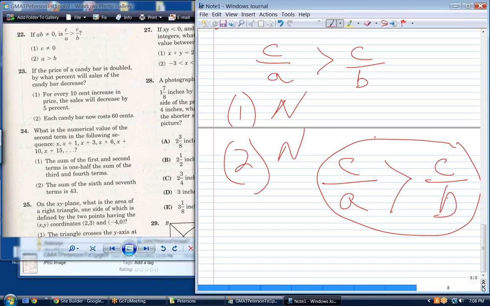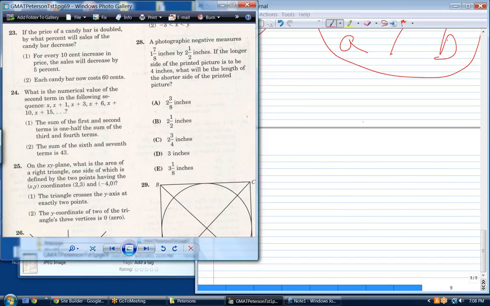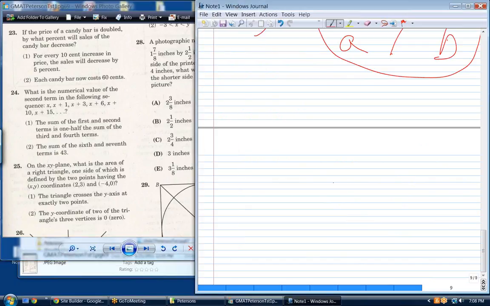Yeah. Although I do wish I had the answer key on that one, because they can be tricky. These data sufficiencies can be extremely tricky. The price of a candy bar is doubled. By what percent will sales of the candy bar decrease?